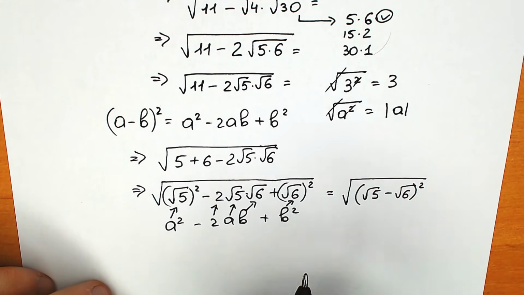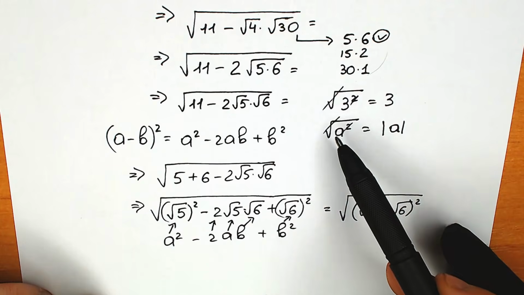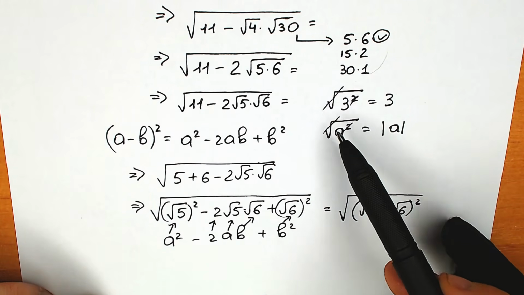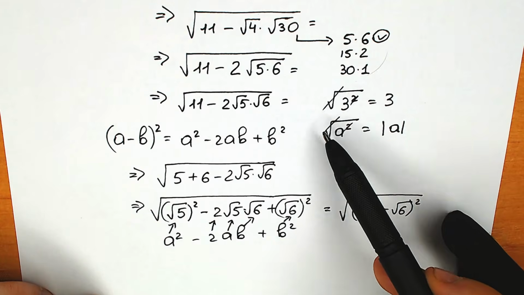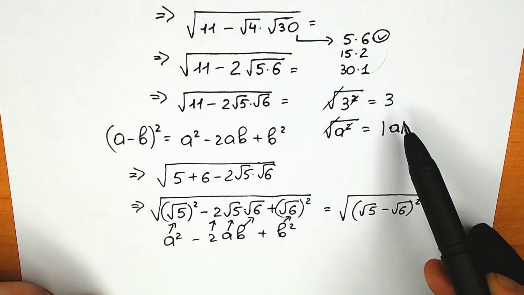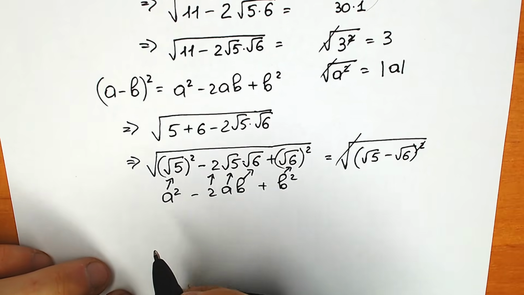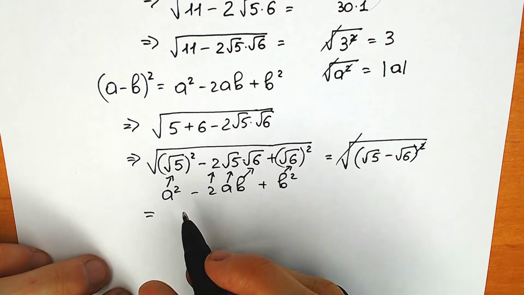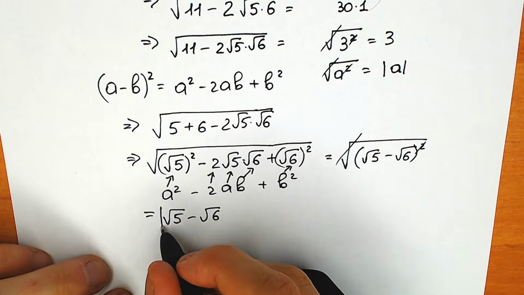I really hope you understand it. And the final step, as I said before, we have right here our main property. When we cancel it, we can write this expression without a square root sign, without second power. We can write it with absolute value. So we can easily cancel this, and our answer, I'm going to continue right here: square root of 5 minus square root of 6 with absolute value.